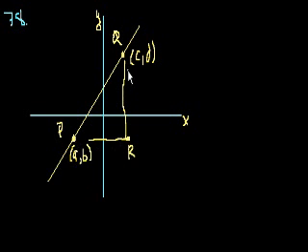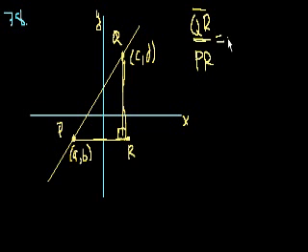So PR and QR, let me draw that out a little bit better, are each parallel to one of the rectangular coordinate axes. Okay, fair enough. QR is parallel to the y-axis. PR is parallel to the x-axis. Fair enough. Is the ratio of the length of QR to PR equal to 1? So they want to know QR over PR. Is that equal to 1?